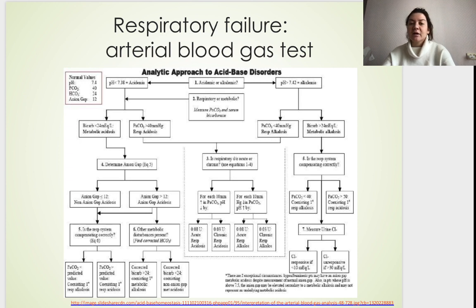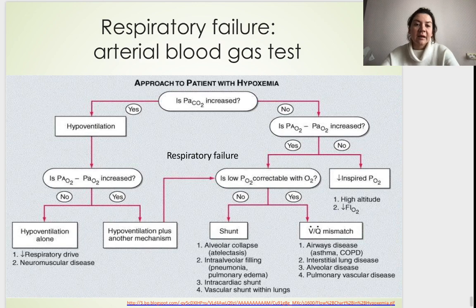And here you see the algorithm of our management according to the arterial blood gas test, according to the analytic approach to acid-base disorders. You can analyze it individually or in practical classes with your teacher. And the approach to a patient with hypoxia. One more algorithm, according to the partial pressure of carbon dioxide, to determine respiratory failure or some other problems with arterial blood gases.